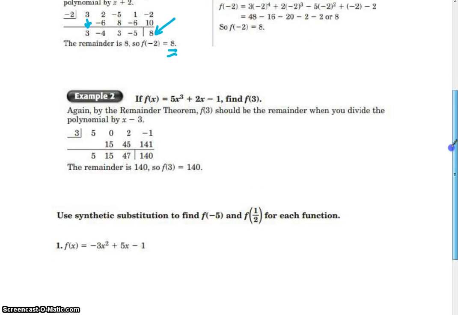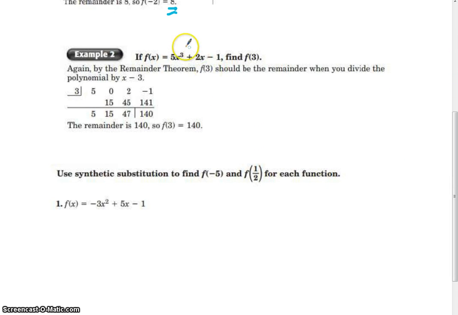So let's come down here, and example 2, it's the same thing. They're wanting you to find f of 3, so 3 is what's on the outside. And then you pulled your 5. They had to put a 0 as a placeholder because there was no x squared, okay? And so that's where that 0 came from. Then they have a 2 and a -1. They went through synthetic division. Their remainder was 140, so that is the solution.